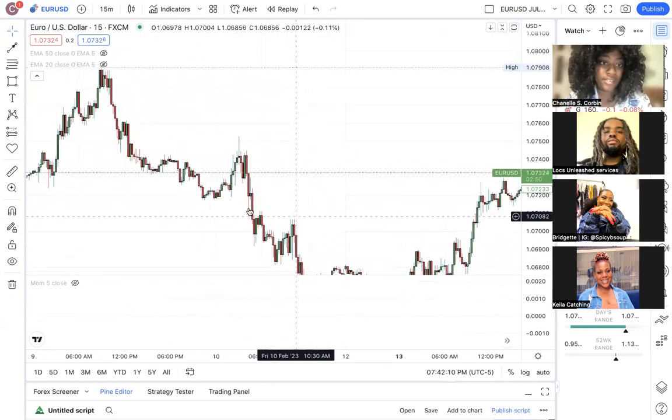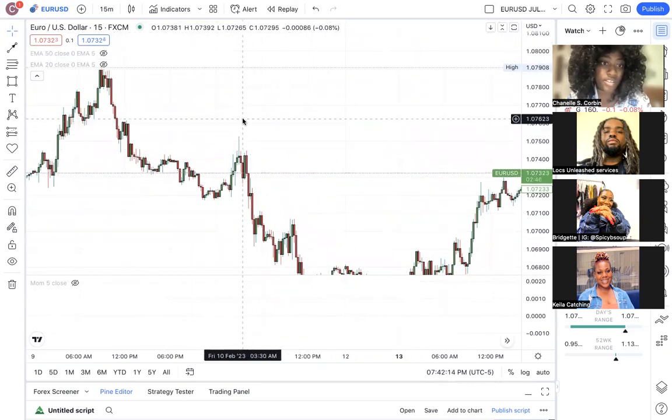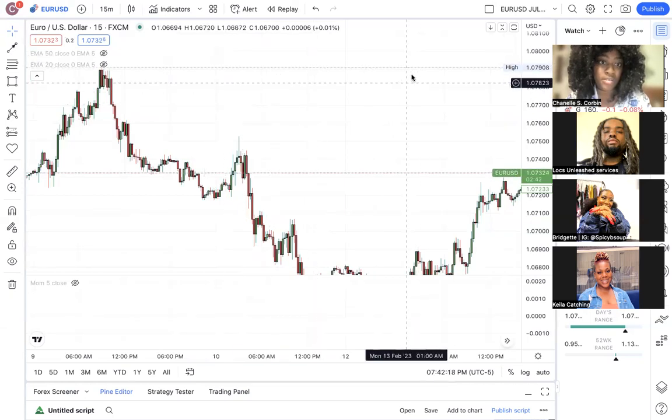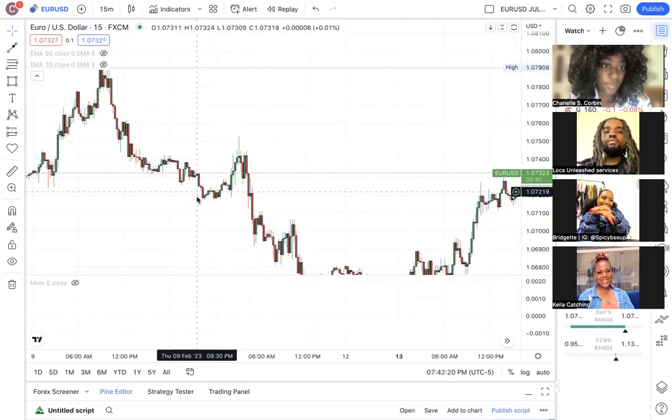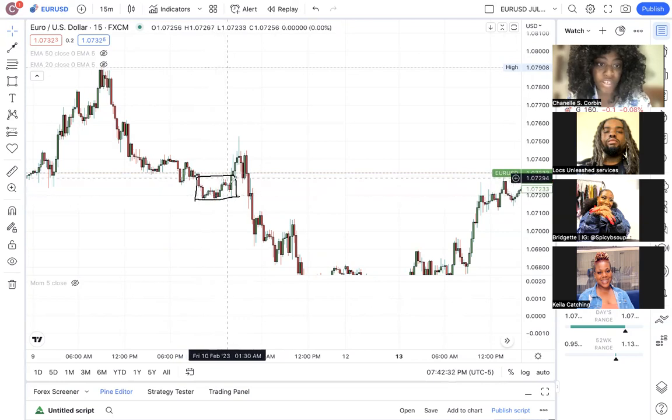So let's look at this right here. We're going to look at this little section right here. No, we can look at something else. We can look at this section right here. Right? We're going to focus on this. We can see that this market was ranging for a little bit.